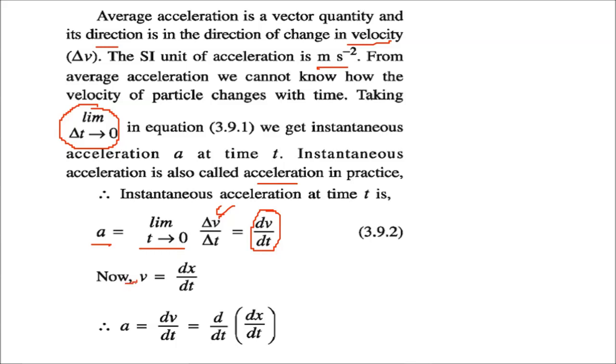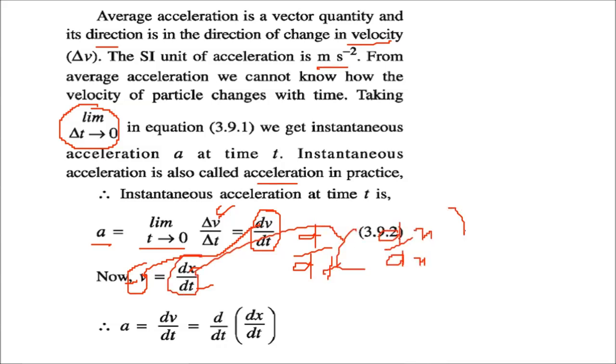And what is velocity? dx by dt. a is dv by dt. That means we are differentiating again. We have to differentiate v, put v equal to dx by dt here. So we are doing d by dt of dx by dt. That is equal to d2x by dt square.